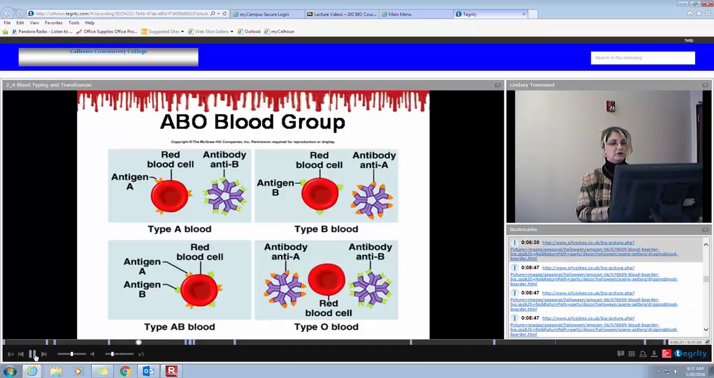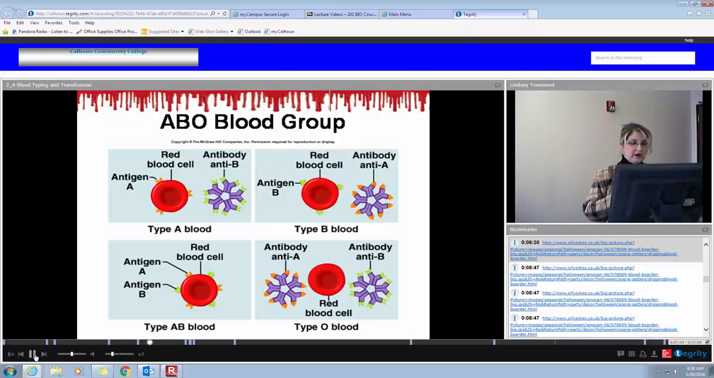So let's move on and look at these blood cells now. I really like this figure because it shows you, using different shapes and different colors, the antigens as well as the antibodies that are created. So the ABO blood type has two antigens, A and B, that are found on the surface of the erythrocytes, and two types of antibodies, anti-A and anti-B. Remember, anti means against.